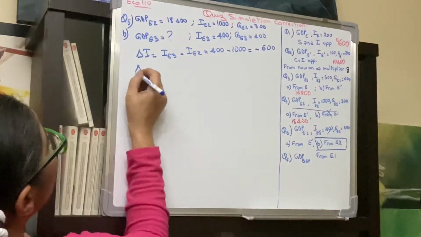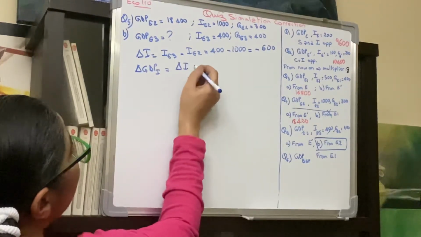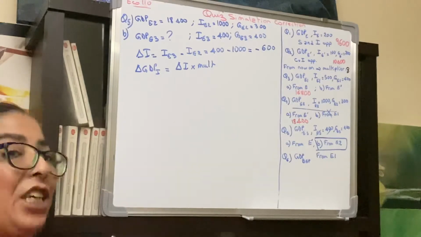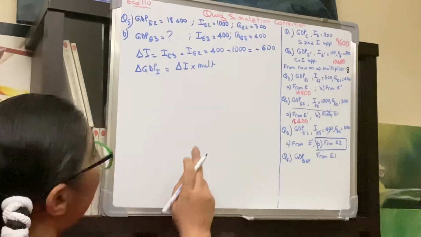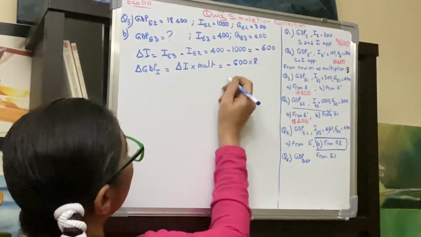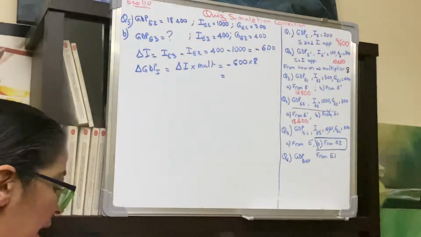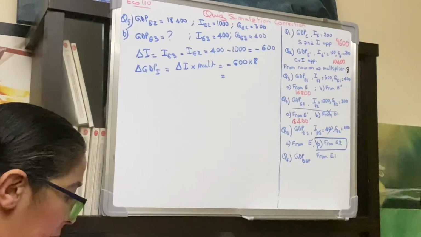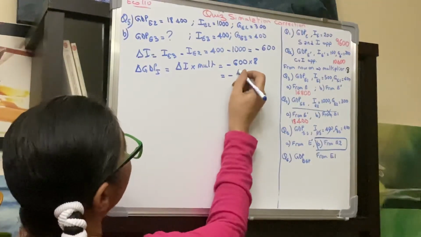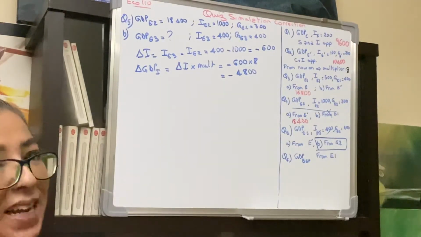Anyway, delta GDP due to I is equal to delta I times the multiplier. But the delta I can be positive or negative. It's negative when it decreases. It's positive when it increases. Here it's a decrease. So it's going to be negative 600 times 8, which is, again, calculator, negative 4,800. Okay? So this is the one where we had a little trick.